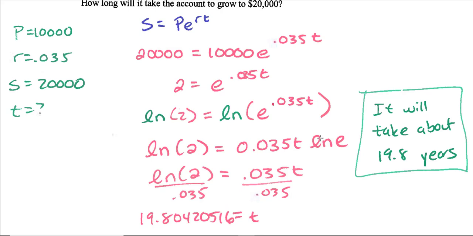Remember, the natural log of e is 1, so that actually just goes away. Divide both sides by 0.035, and we get 19.8042056 is T, so it's going to take about 19.8 years to grow to $20,000. That's it for these exercises.